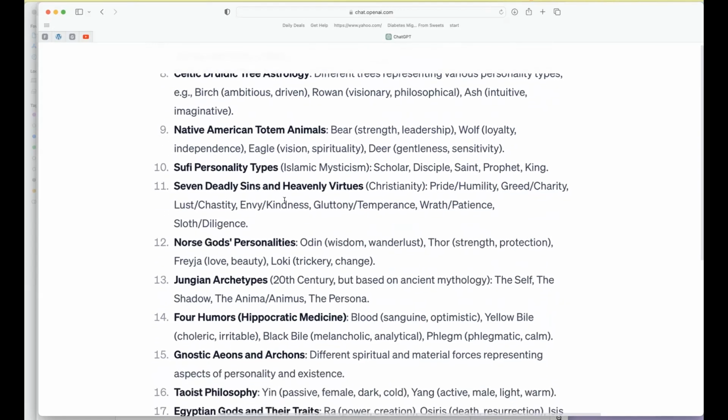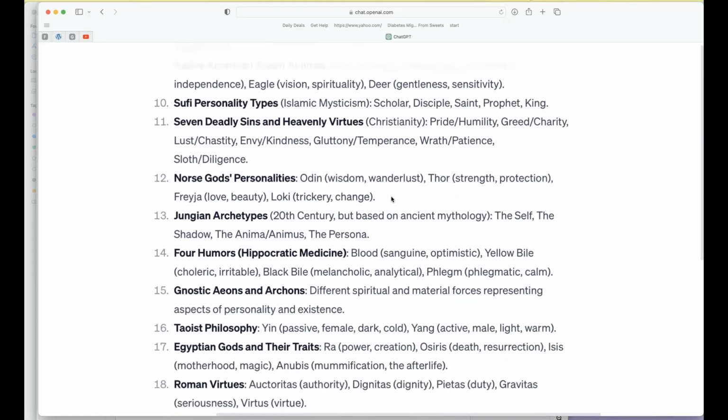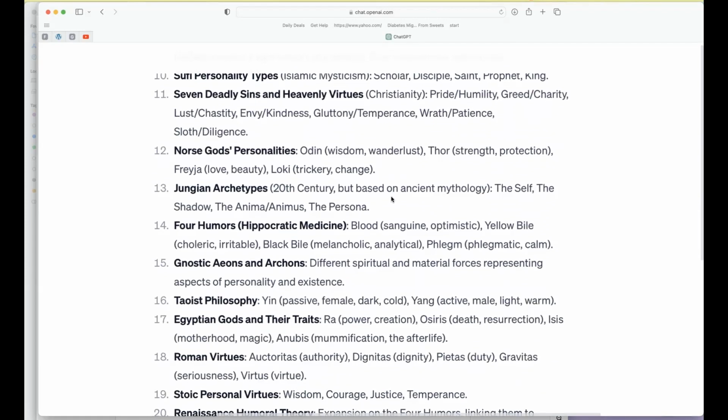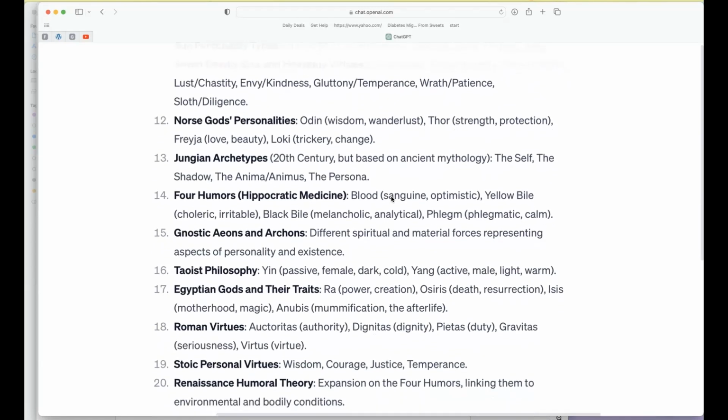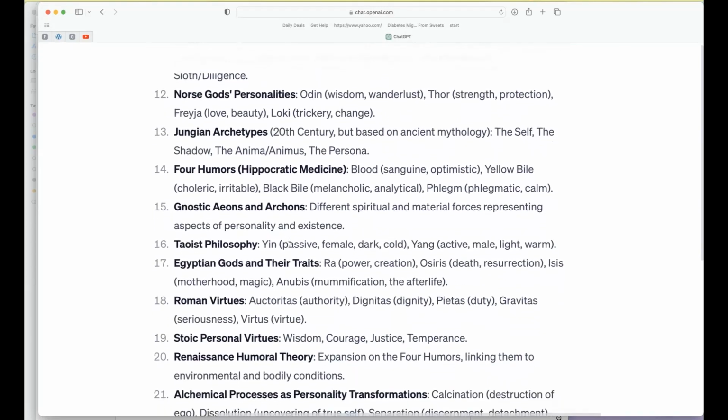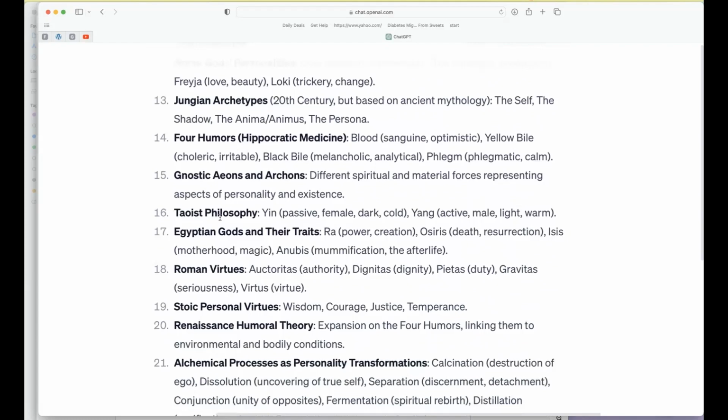We talked about seven deadly sins and seven heavenly virtues. And again, while it's very easy to plot each of these virtues or sins on the grid if you put them into an adjective form, I don't see anywhere that this has ever been used for personality typing. Norse gods, Jungian archetypes: the self, the shadow, the animus, and the persona. Okay. The four humors. Gnostic eons and archons. They're not telling us what they are.